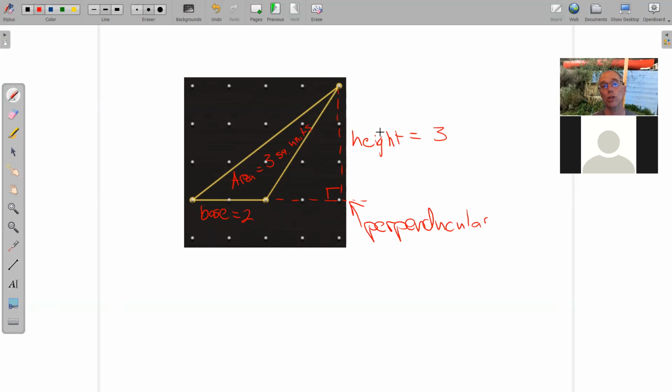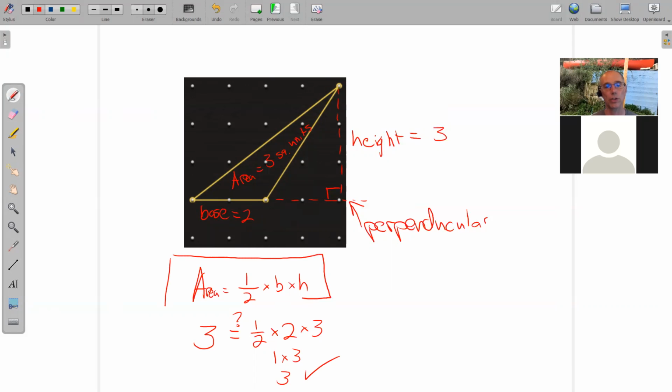And it turns out all of these measurements match the formula that the area equals 1/2 times the base times the height. So plugging those numbers in to check, we believe the area is 3. Does that equal 1/2 times 2 times 3? 1/2 of 2 is 1. 1 times 3 is 3, so it does check. So it turns out this is the general formula for the area of a triangle.